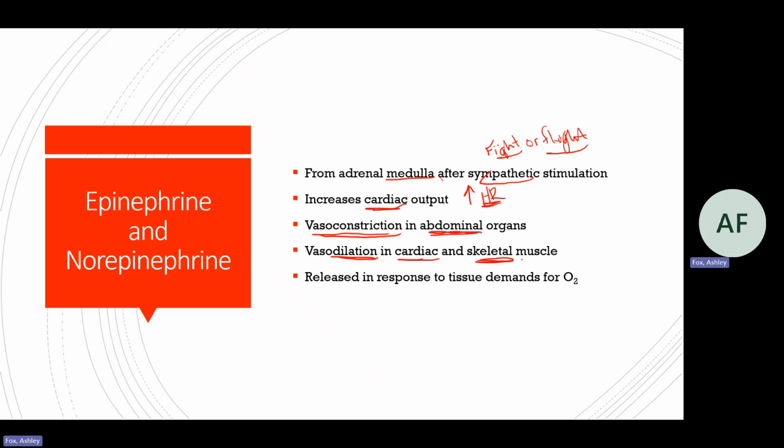This can also be released because you need more oxygen. The first ones that are going to want to hog the oxygen are your heart muscle and your skeletal muscle. So this can happen pretty quickly. Vasodilation increases blood flow to the heart and skeletal muscle because you've decreased resistance. And the opposite is true elsewhere. You're not worrying about digesting your food or anything like that because you're focusing on other things.